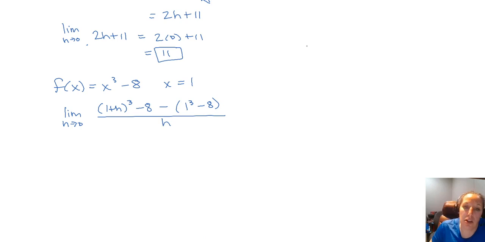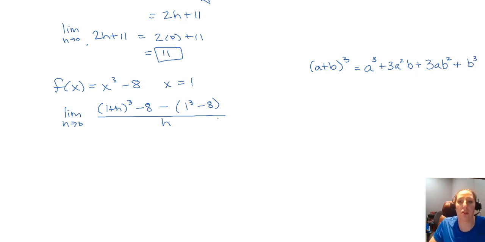Now again, there's a binomial expansion for a cube. If you have a binomial cubed, that will always expand to the first number cubed plus 3 times the first one squared times the second, plus 3 times the first times the second squared, plus the last one cubed. So if we plug that in here, we're going to have the limit as h approaches 0.